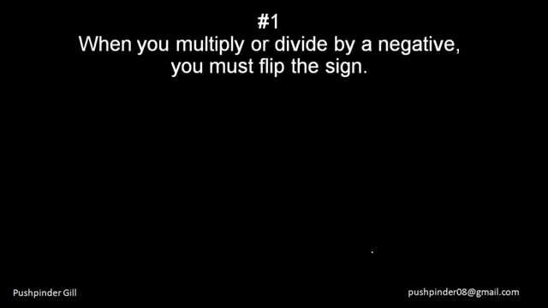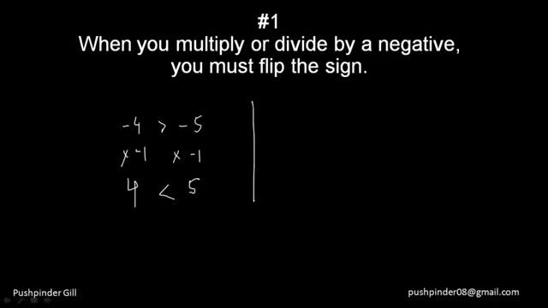So first of all, when you multiply or divide by a negative, you must flip the sign. Let's say if I say negative 4 is greater than negative 5, everyone agrees with that, isn't it? So if I multiply negative 1 on both sides, then what will I get? I'll get 4 here and 5 here. Now what's the sign? The sign is reversed. 5 is greater than 4.